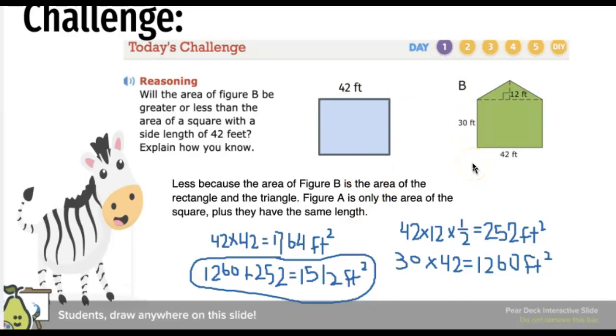I always remind everyone to explain it while using numbers. So it's very clear that this is greater than that because the total area is 1764 and the total area of B is only 1512. So therefore the area of the square is greater than the area of figure B. All right, now let's move along.